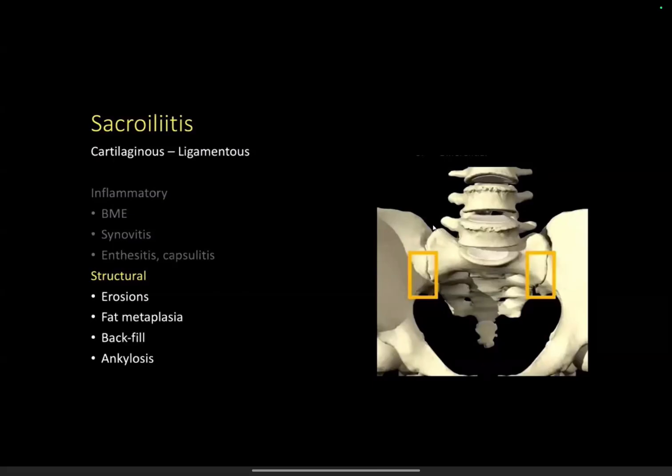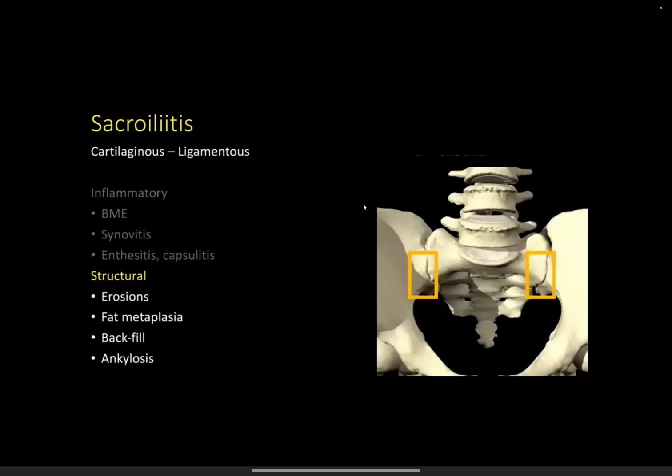The capsule, by virtue of its location, is the most superior and the most inferior aspect of the joint. So this is where the capsulitis will be. Enthesitis will be where the ligamentous attachment is, like along the iliac crest. So the anatomy makes it different.